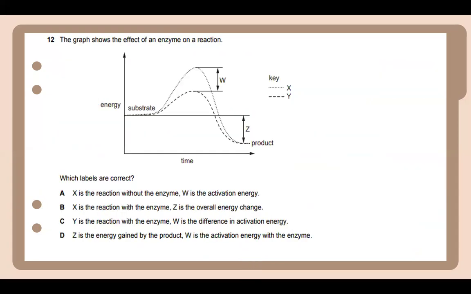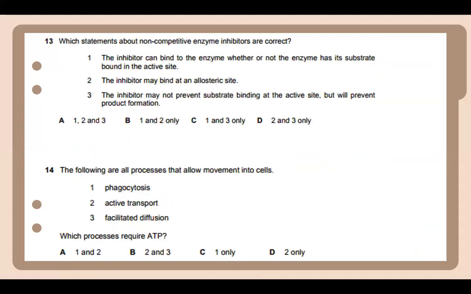The graph shows the effect of an enzyme on a reaction. Which labels are correct? Referring to this graph, Y indicates the reaction with the enzyme, and W is the difference in activation energy.